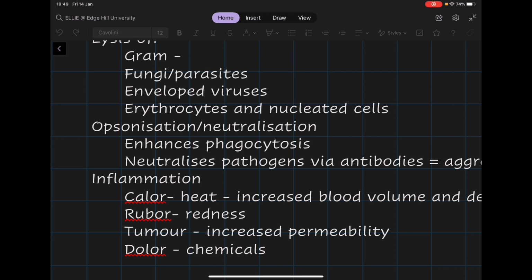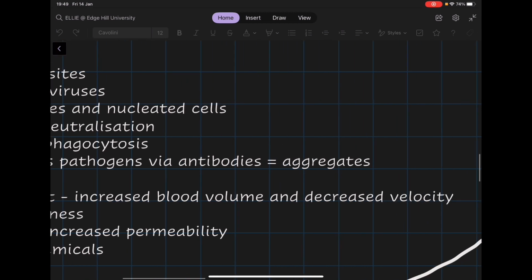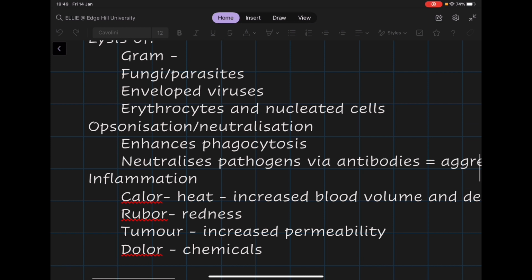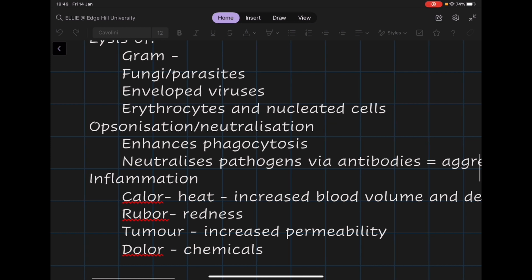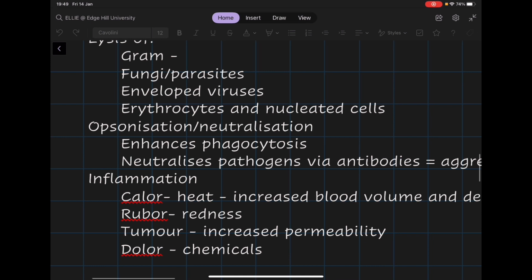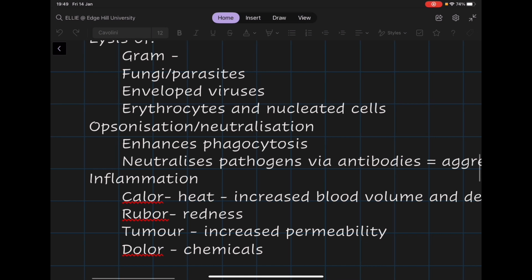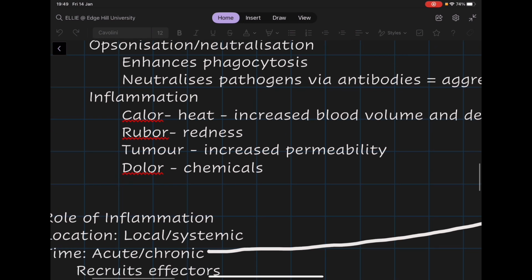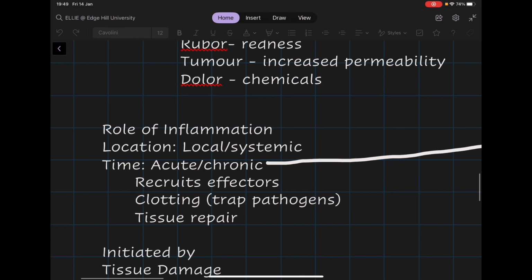So this is a physical response to infection, injury or trauma. It happens within hours, and there are four main signs. Your first one being calor, which is heat. This is caused by an increase in blood volume. There's rubor, which is redness, which is caused by a decrease in blood velocity. There's tumor, which is swelling or edema, that's caused by an increase in vascular permeability. There's dolor, which is pain, and that's caused by an increase in chemicals acting on pain receptors.